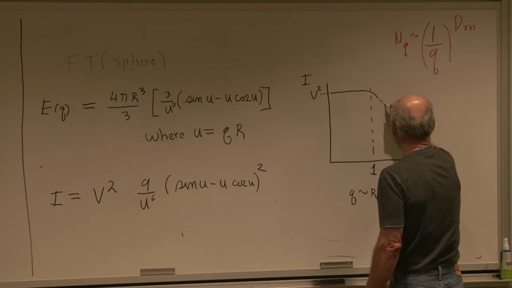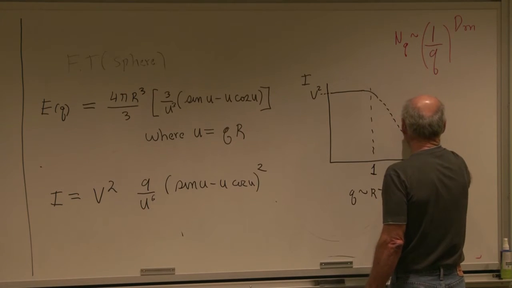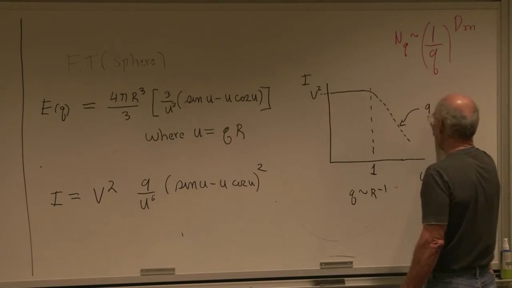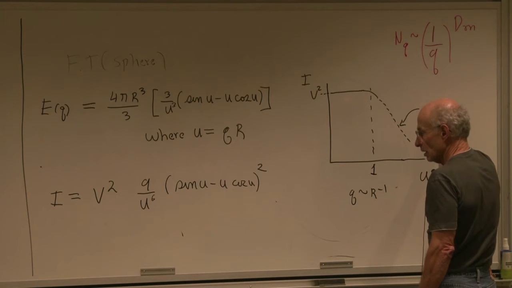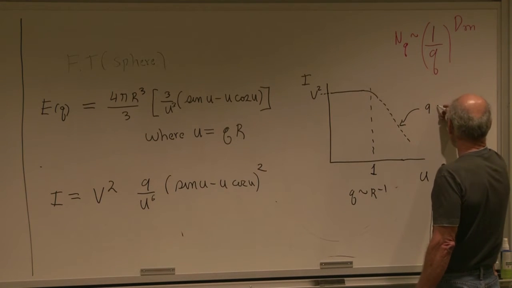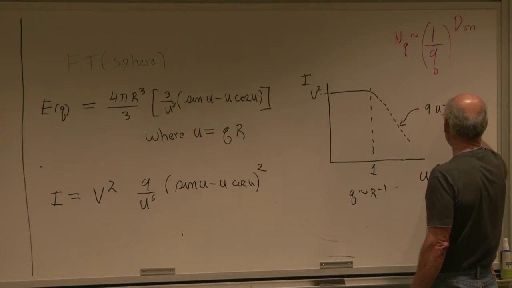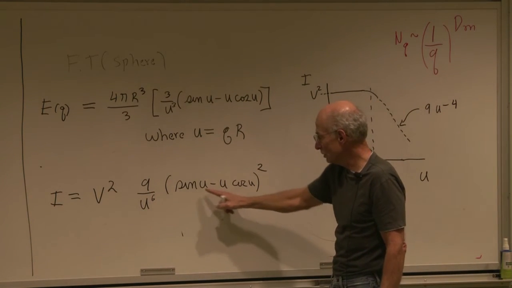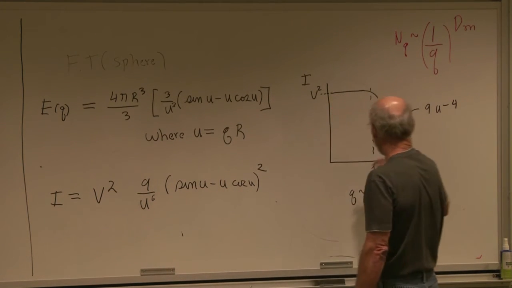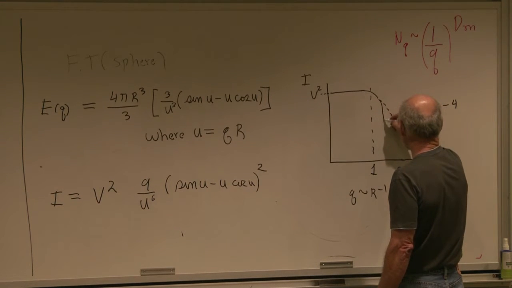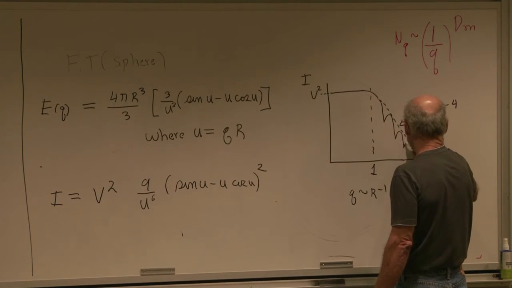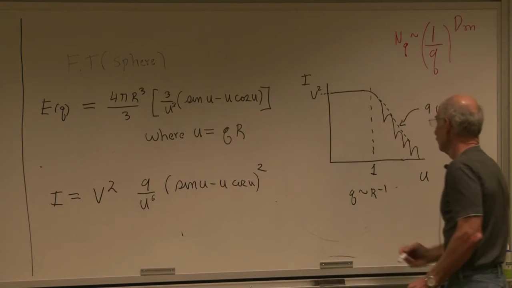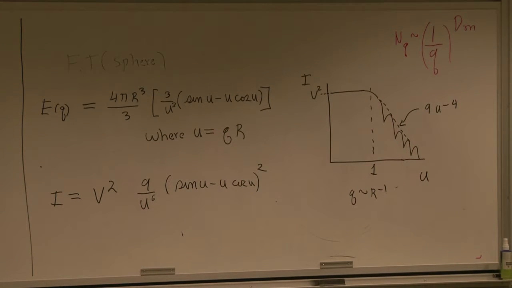And it will have an envelope, the envelope of which is 9 u to the minus 4. And then underneath it, like I say, for large u, this term disappears, this term dominates. Underneath it will be this cos squared fluctuating around like that.